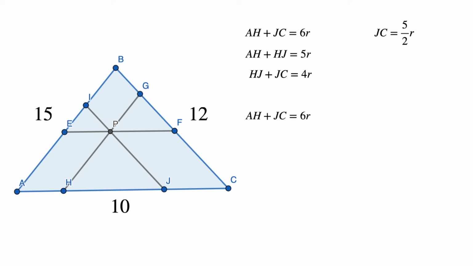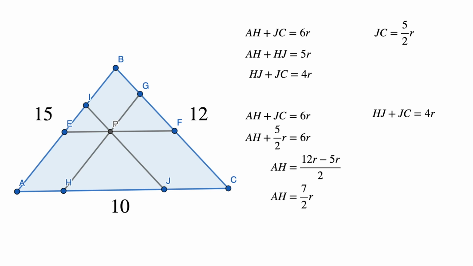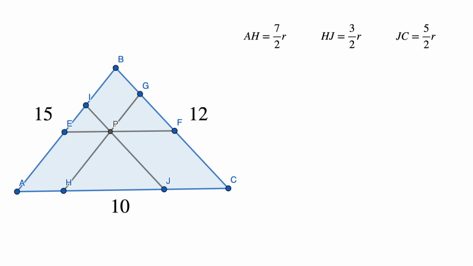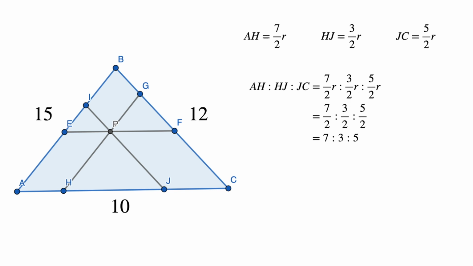Plug it into the first equation and we get AH equals 7 over 2r. And we do the same to the third equation. And we end up with HJ is equal to 3 over 2r. Now that we know what AH, HJ, and JC is in terms of r, we can finally substitute it into the ratio that we're looking for, which is the ratio of AH to HJ to JC. Then we can divide by r, multiply the ratios by 2, and we get the final simplified ratio of 7 to 3 to 5. And we're done.